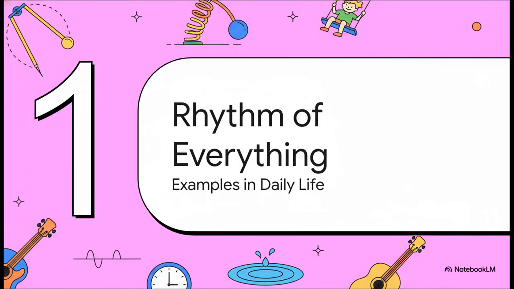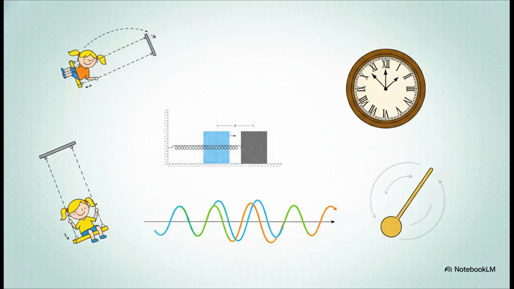Okay, first up, let's just get our bearings in the real world. Because honestly, you see this kind of motion all day, every day, probably without even thinking about it. Think about it. A kid on a swing set, the pendulum on a clock, or this classic physics example, a block bouncing on a spring. They all share this one fundamental thing. They move back and forth, again and again, around some central stable point. That repetitive, back and forth dance is exactly what we call oscillatory motion.